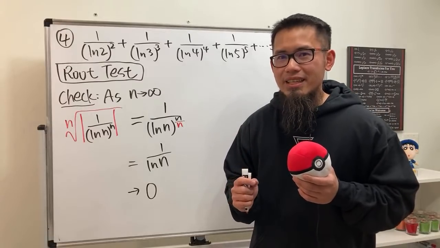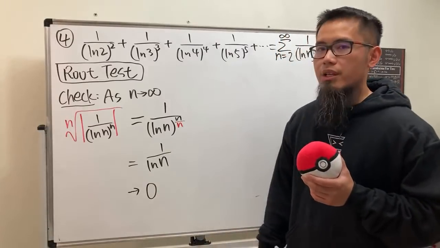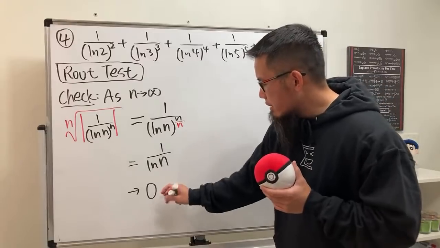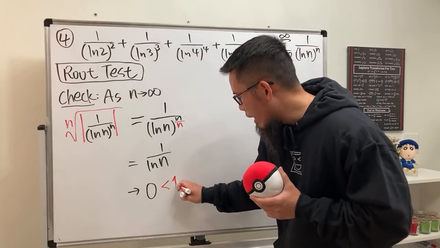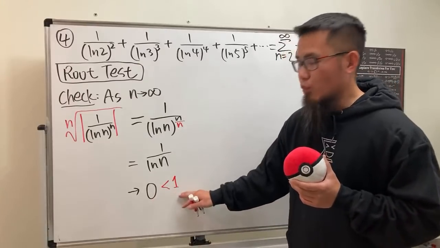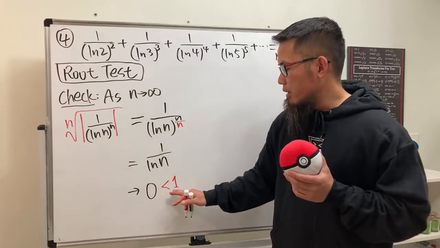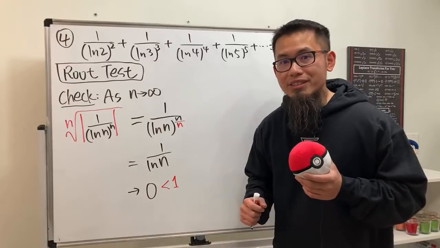Does 0 help? Yes, it does. And again, do not just say we have 0 and draw a conclusion. You have to mention that because 0 is less than 1, you have to use this as an indicator, right? 0 is less than 1. And by the root test, when you have the limit end up to be less than 1, this series converges.